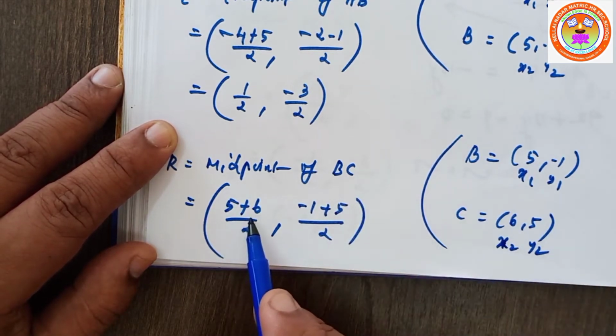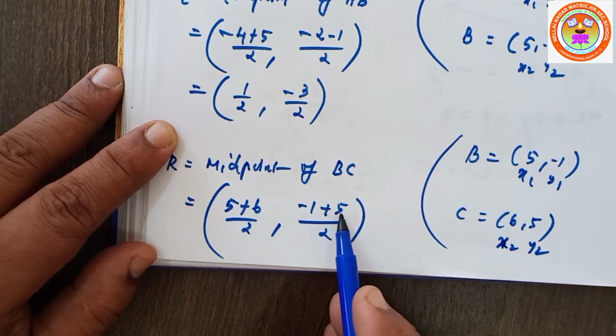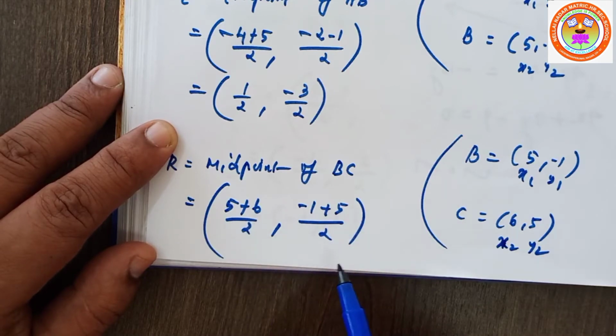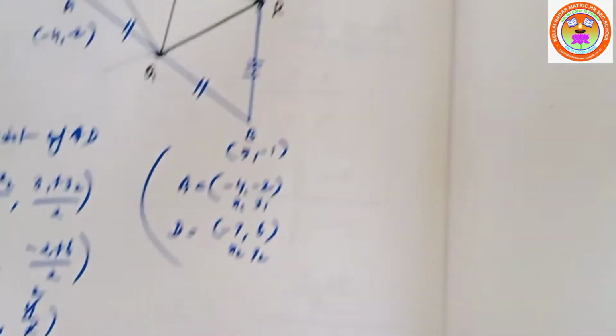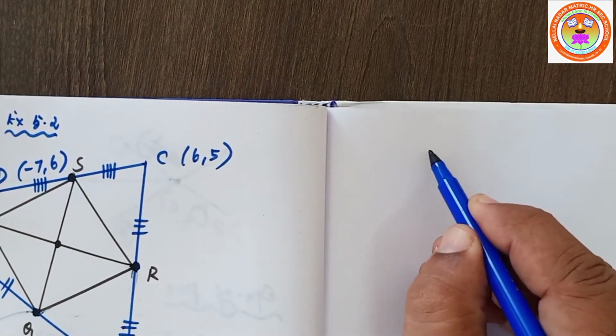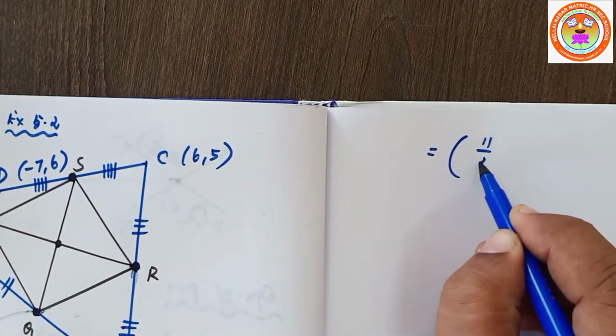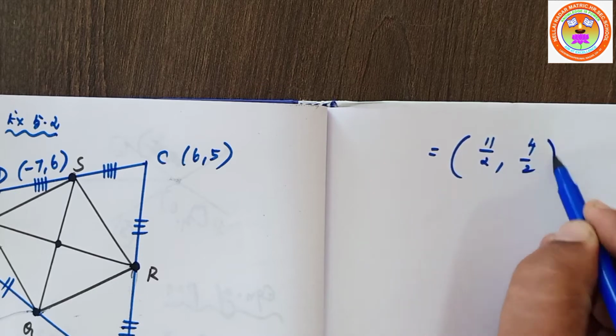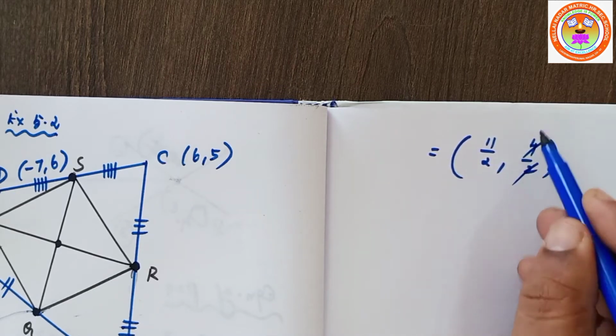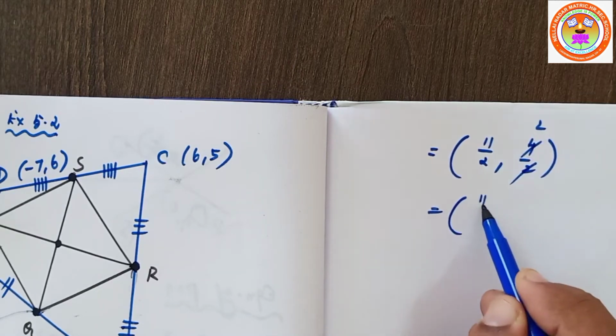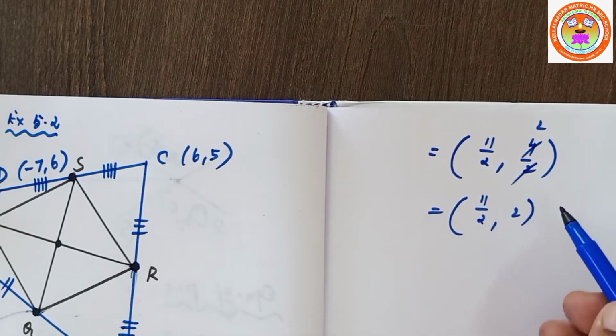5 plus 6 is 11 by 2. This is -1 plus 5, 4 by 2. So 11 by 2, 4 by 2. You can simplify by 2, 2 times, that is equal to (11 by 2, 2).